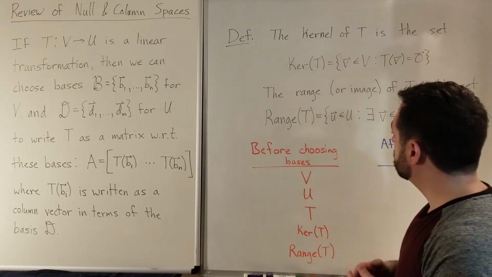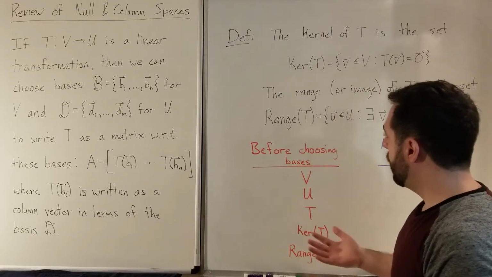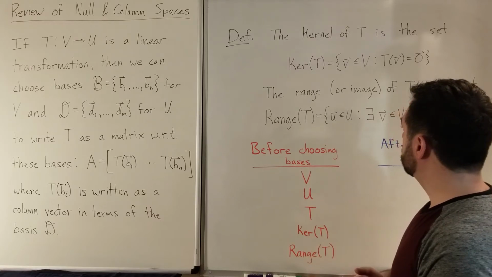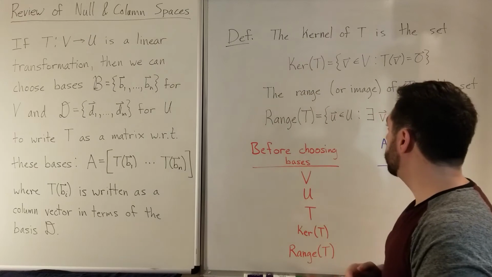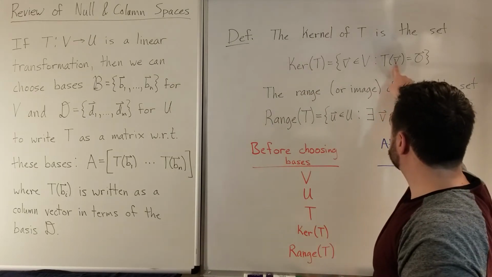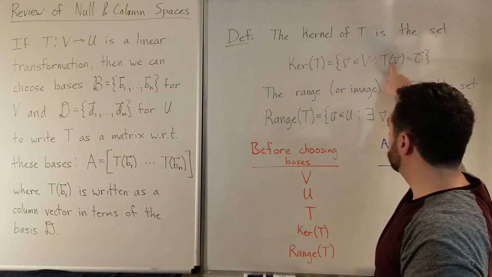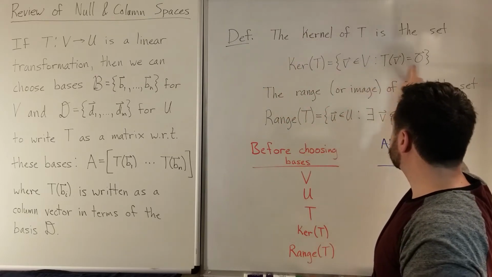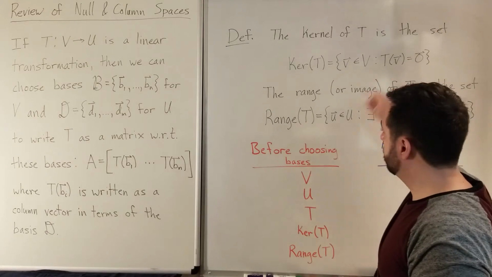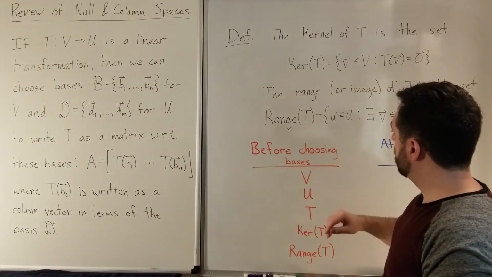We can now talk about some generic properties of a transformation. So one of the standard things to talk about is the kernel. The kernel of a transformation is the set of elements of the domain, so of V, this is the same V as over there, the set of elements of the domain that gets sent to 0 in the codomain.